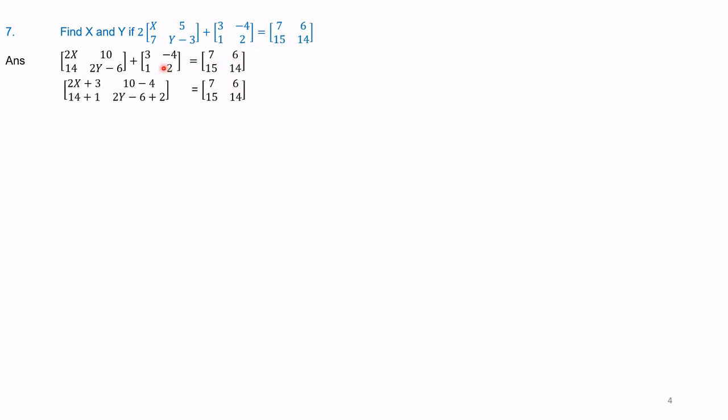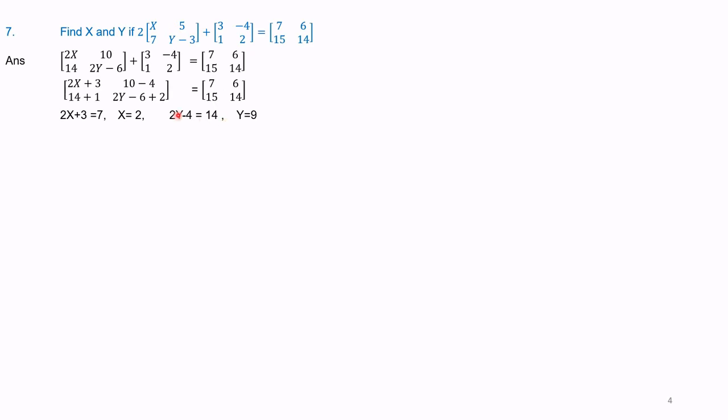Now we will perform the next step, addition of two matrices on the left hand side. Therefore, 2x plus 3, then 10 minus 4, 14 plus 1, and the last item is 2y minus 6 plus 2. That is equal to the matrix on the right hand side, 7, 6, 15, 14. Now, the next step is to compare the elements of the matrix on the left hand side with the elements of the matrix on the right hand side.